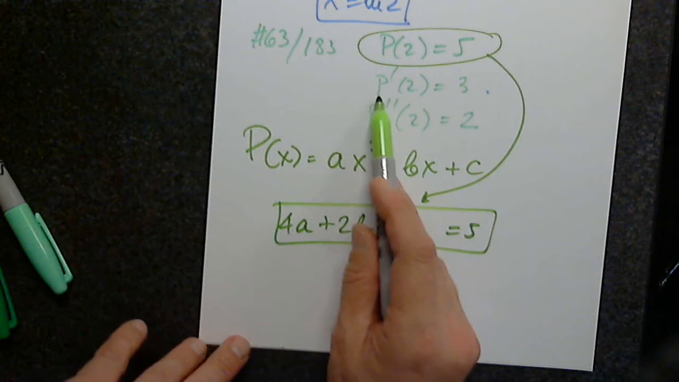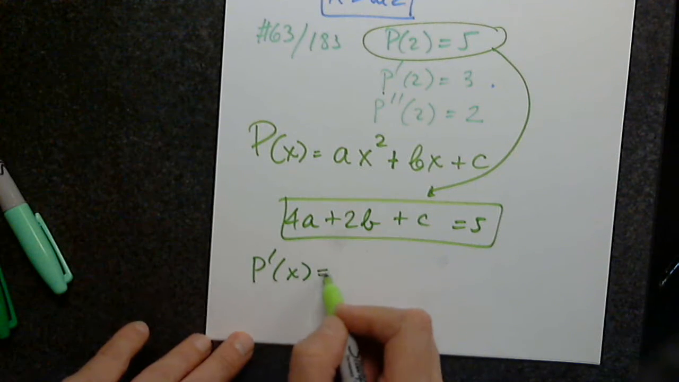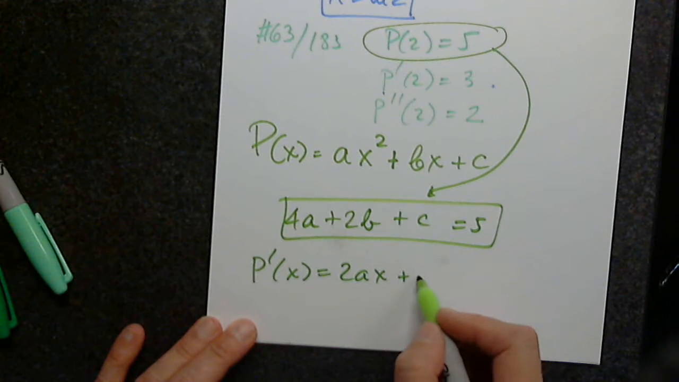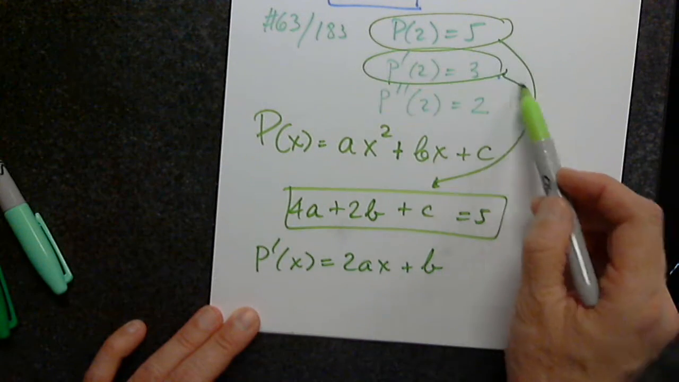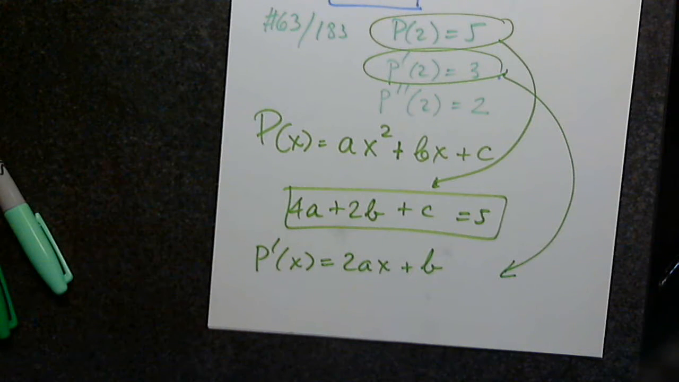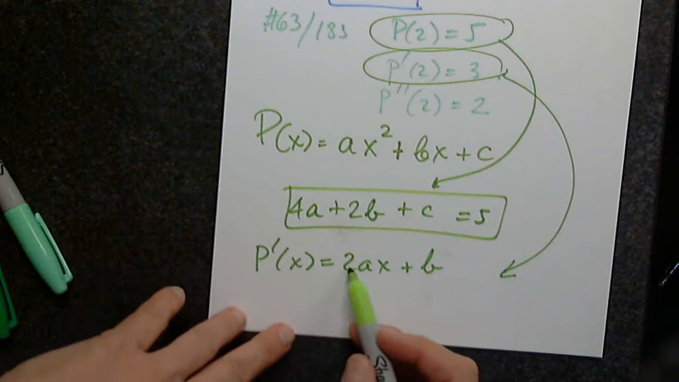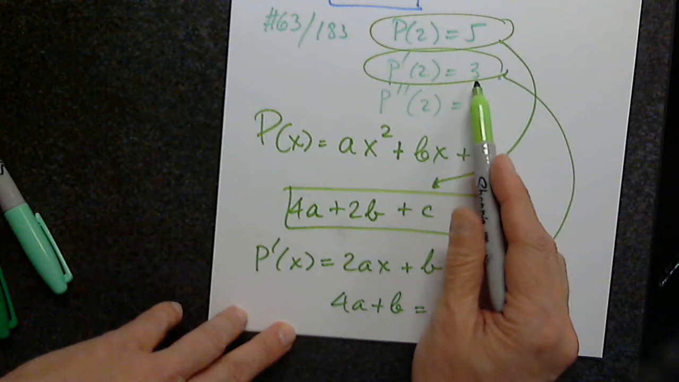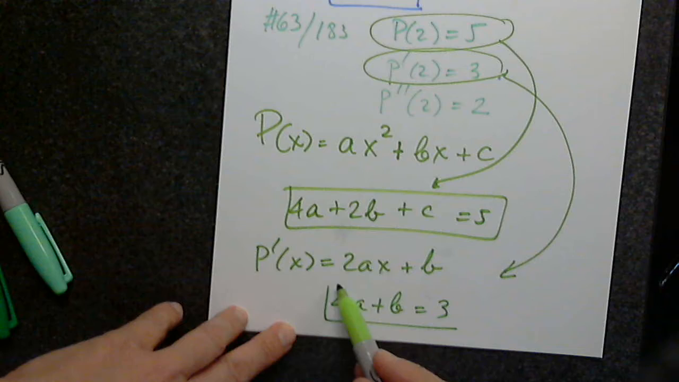Now the second equation has p prime, so let's find p prime of x first. P prime of x is 2ax plus b. Now we want to write the second equation. It's going to be 4a plus b equals 3. This is our second equation.